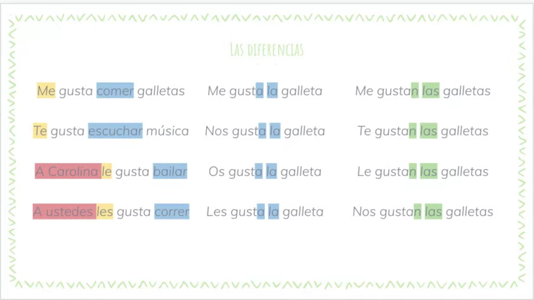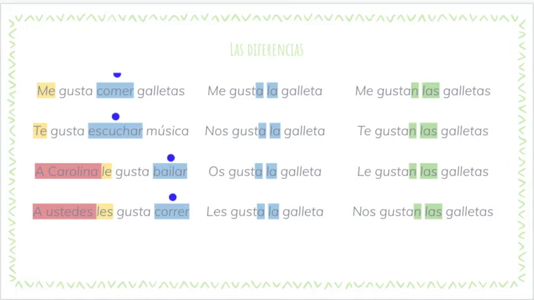Okay, las diferencias. On the left-hand column, we have examples of different sentences, and all of these sentences that use gustar have a verb. So we have gustar immediately followed by the verb comer, the verb escuchar, bailar, and correr. I've included some examples of sentences that use emphasis just so that way you can see. So, me gusta comer galletas, a Carolina le gusta bailar. Right?